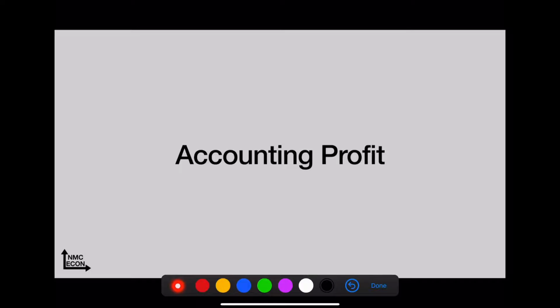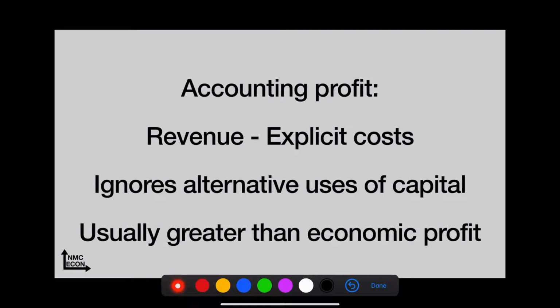Accounting profit. This is calculated by taking revenue minus explicit costs. It ignores the alternative use of capital, things like opportunity costs, and it's usually greater than economic profit.